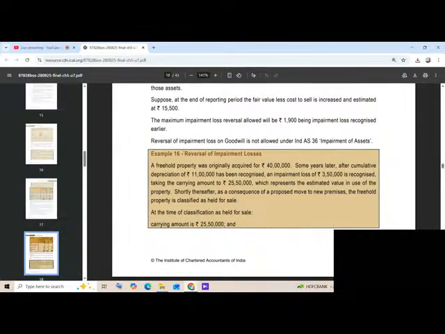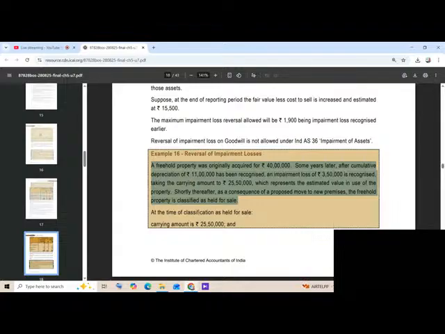Example 16, reversal of impairment losses. A freehold property was originally acquired for 40 lakhs. Some years later, after cumulative depreciation of 11 lakhs has been recognized, an impairment loss of 3.5 lakhs is recognized, taking the carrying amount to 25 lakh 50,000, which represents the estimated value in use of the property.